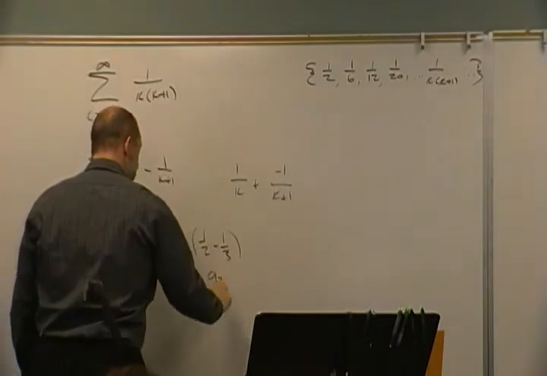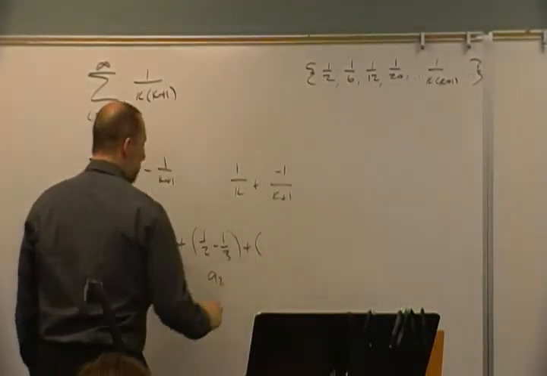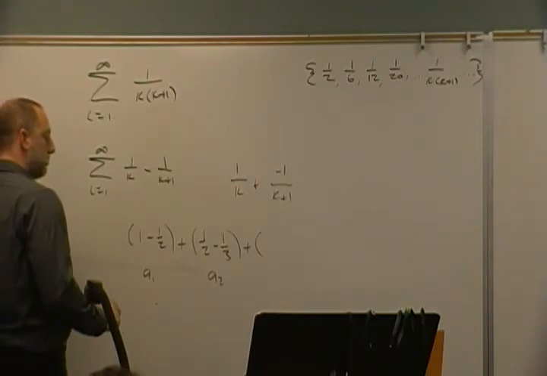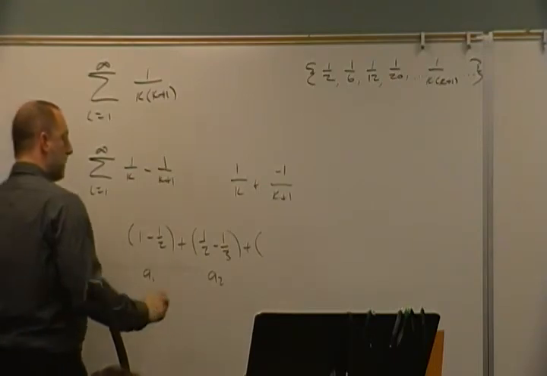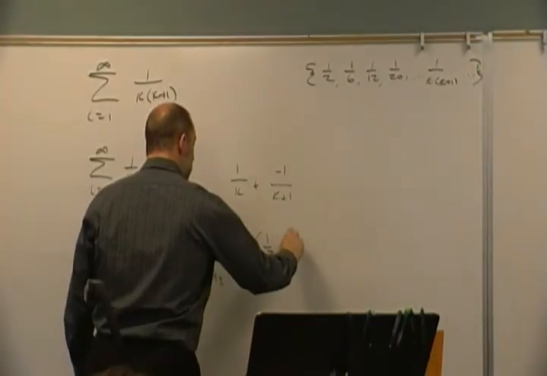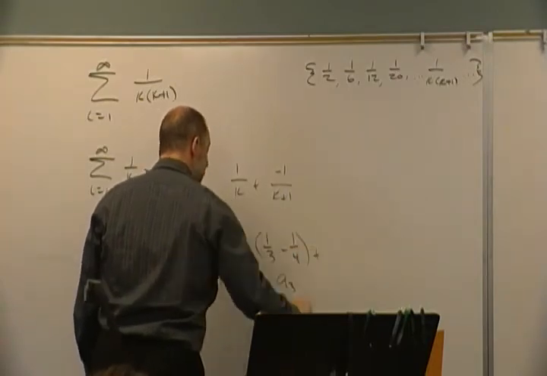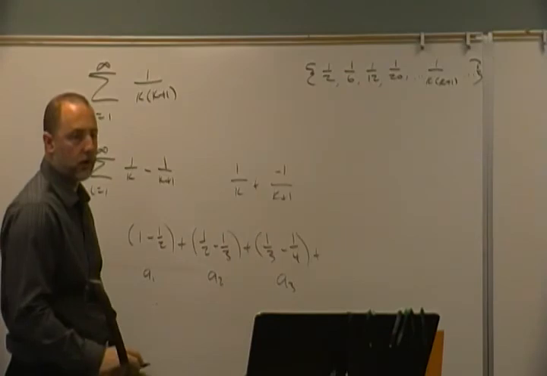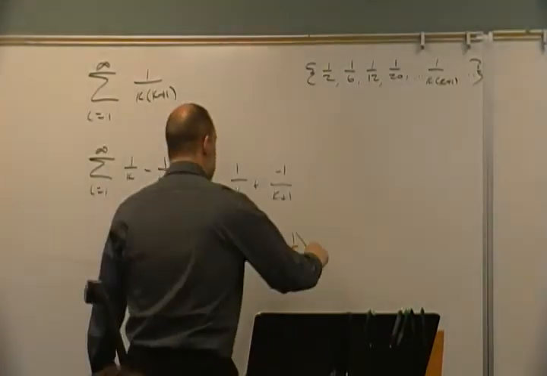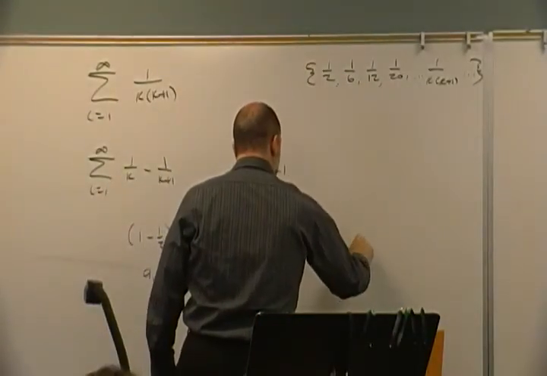Okay, so what's my a sub 3 term? A third minus a fourth. 1/3 minus 1/4. That's a sub 3. Let's just do one more to make sure we're all getting this. What's a sub 4? Fourth minus a fifth. That's going to be 1/4 minus 1/5.